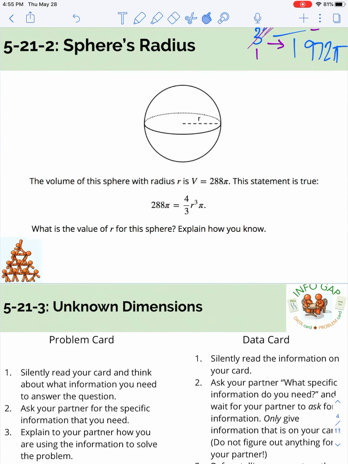Activity 2, they give you a sphere. They say the volume is 288 pi. This statement is true. They put it into the formula to make it easy for you. And now they're asking us, what is R? So we're just doing this backwards. So if we start with this, we can multiply the whole thing by 3, multiply the whole thing by 3. So that goes away.